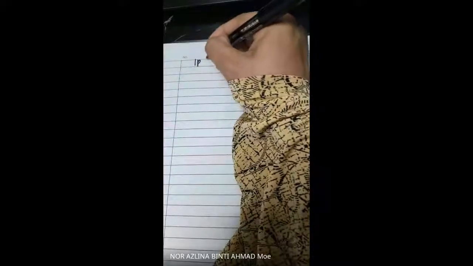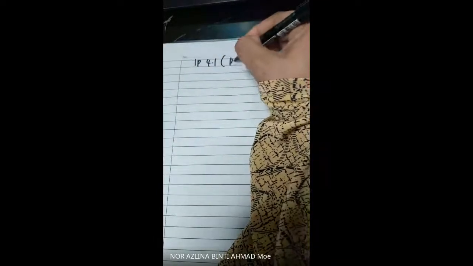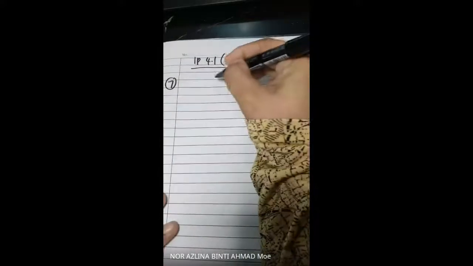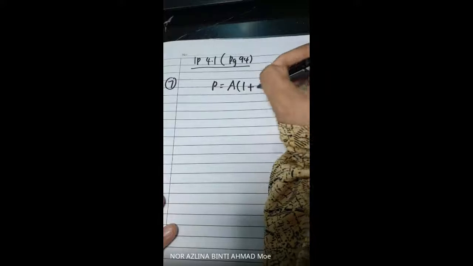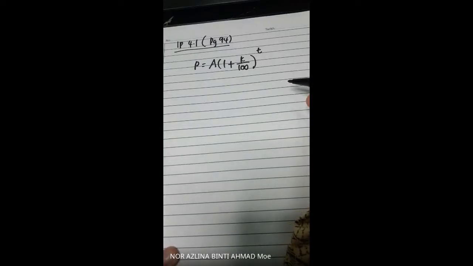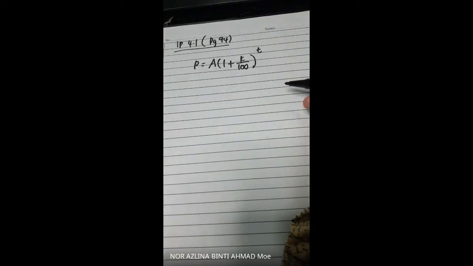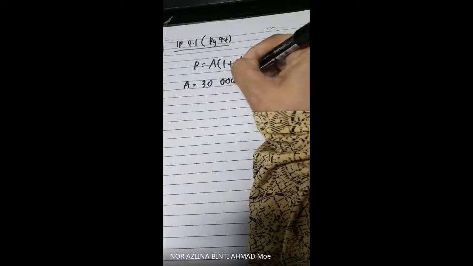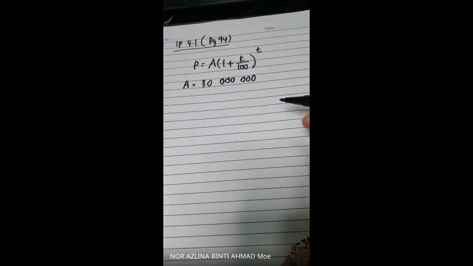Okay, next for intensive practice 4.1. This is page 94, number 7. Given P equal to A (1 plus K over 100) to the power of T. P is the expected population. Okay, A is the population in year 2017. K is the growth rate and T is the number of years after 2017. The population of this country, okay, so A equal to 30 million. Million, how many zeros? We have 6 zeros.